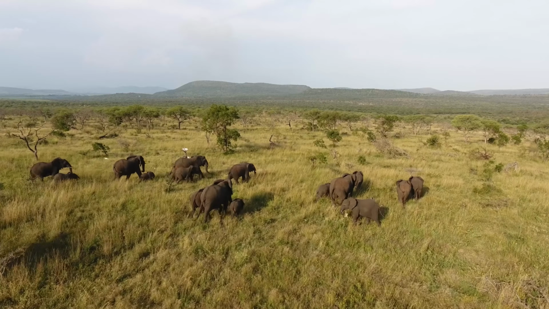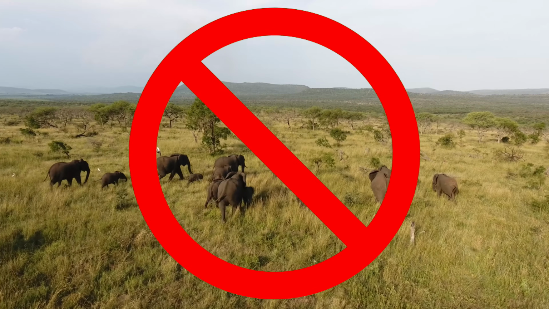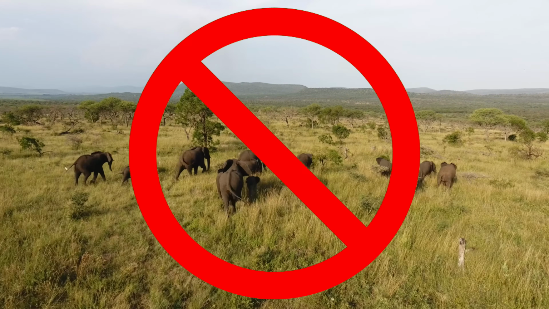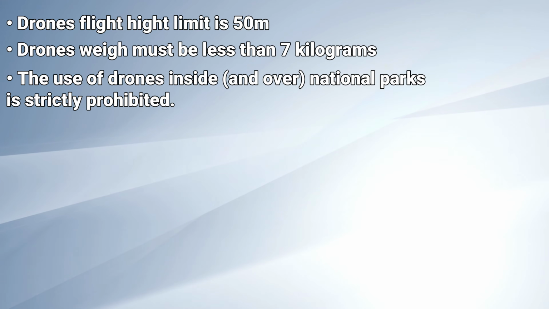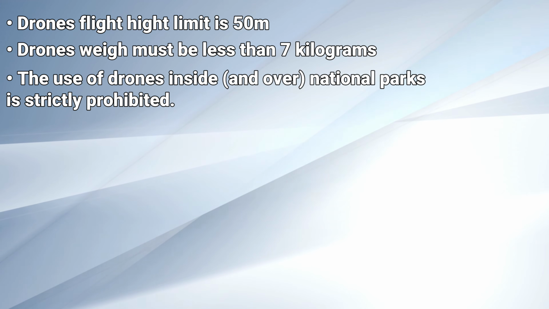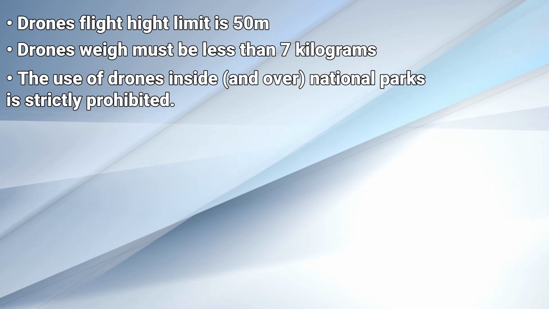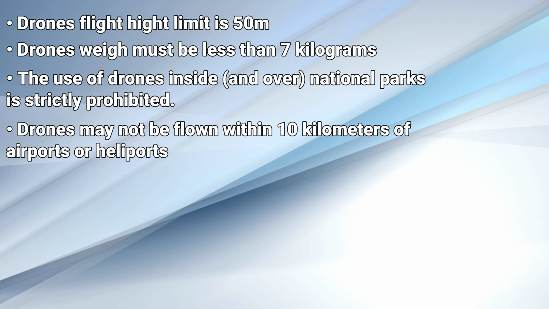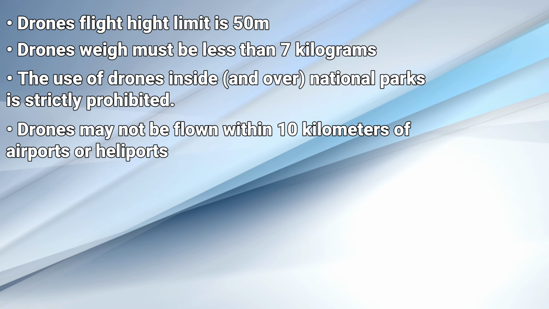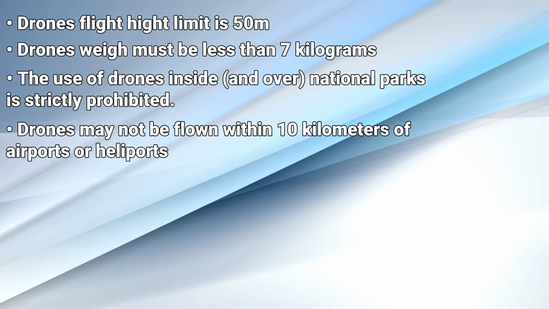If you try to fly around a national park or in the national park, your drone will highly likely be shot down, because in South Africa a lot of poachers use drones to find animals, and there is very strict monitoring and regulations around it. You're also not allowed to fly within 10 kilometers of any airport or any heliport in South Africa, so you need to be aware of those locations as well.